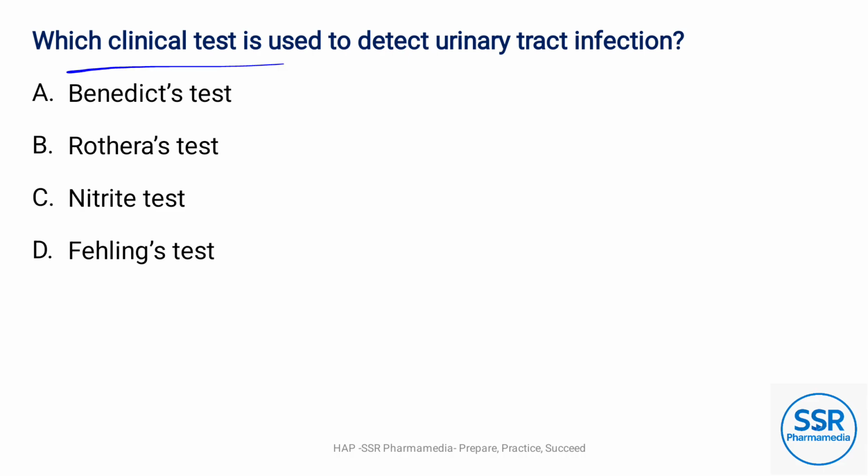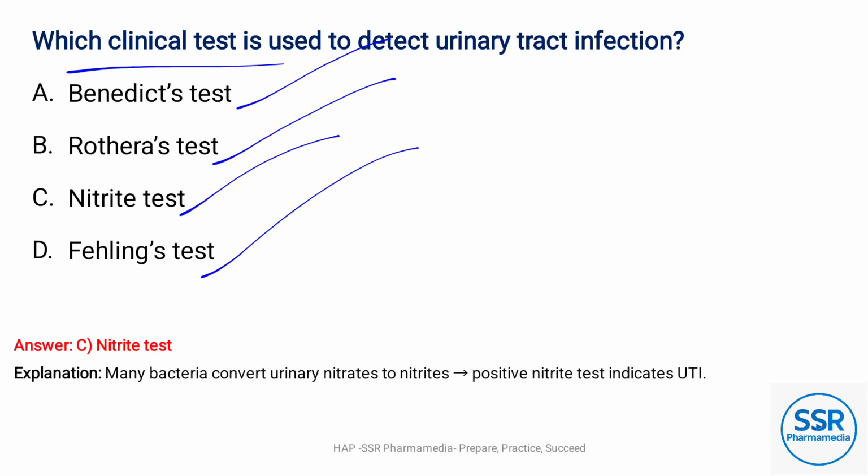Next, which clinical test is used to detect urinary tract infection? Option A, Benedict test; option B, Rothera test; option C, nitrite test; option D, Fehling test. So the answer is option C, nitrite test. Many bacteria convert urinary nitrates to nitrites. A positive nitrite test indicates UTI, urinary tract infection.